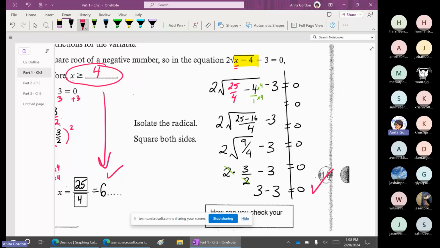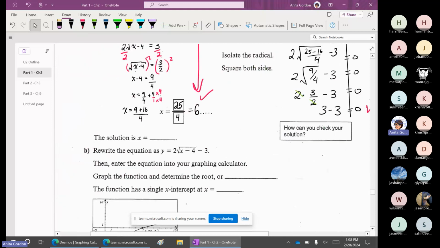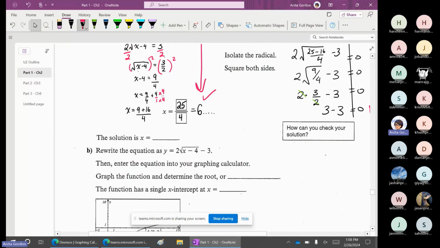So I can write now my conclusion. Okay, the solution is 25 over 4, or you can write 6.25 if you want to write it in decimal form. Either way is fine with me.